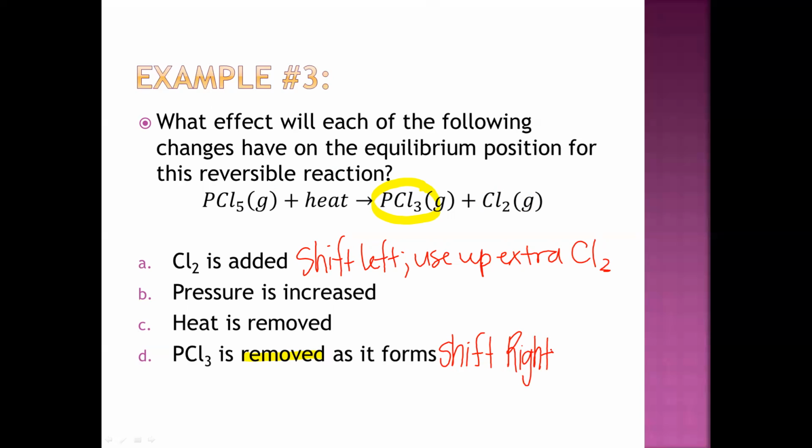Because the PCl3 is on the right side. Okay? And why do we do that? We shift to the right because we got to make up for what we lost. We have to make more PCl3 to make up what we had taken away. Okay?